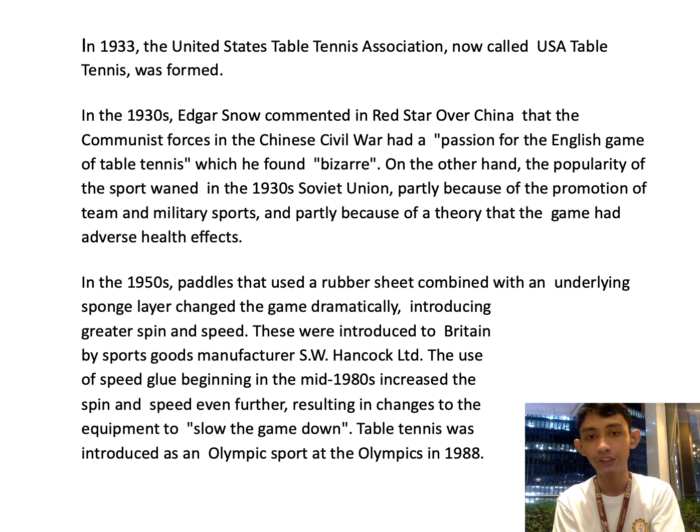In the 1950s, paddles that used a rubber sheet combined with an underlying sponge layer changed the game dramatically, introducing a greater spin and speed. These were introduced to Britain by sports goods manufacturer S.W. Hancock Limited. The use of speed glue beginning in the mid-1980s increased the spin and speed even further, resulting in changes to the equipment to slow the game down. Table tennis was introduced as an Olympic sport at the Olympics in 1988.